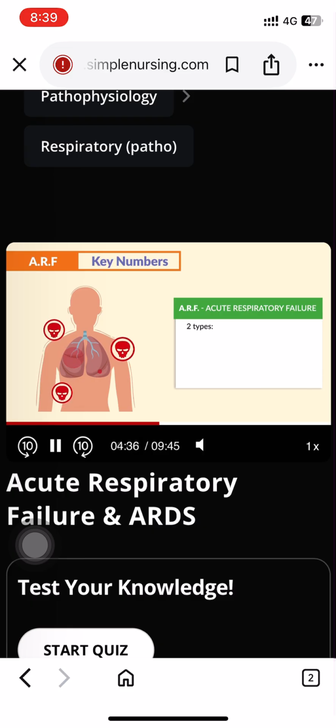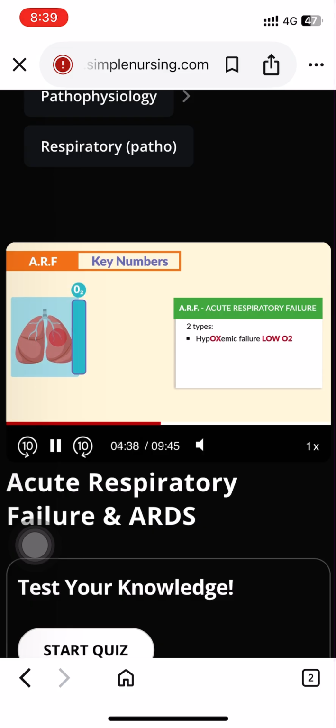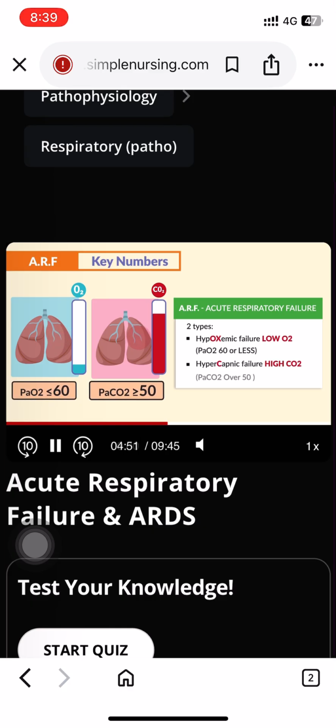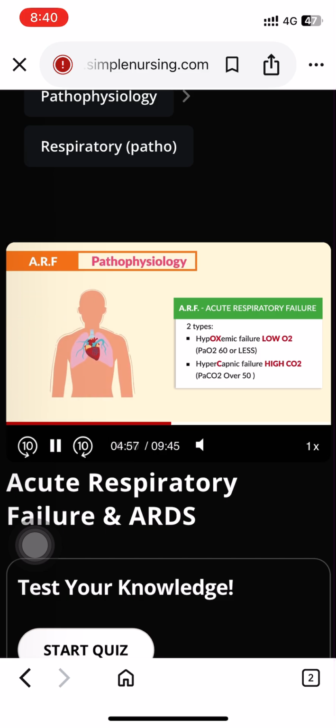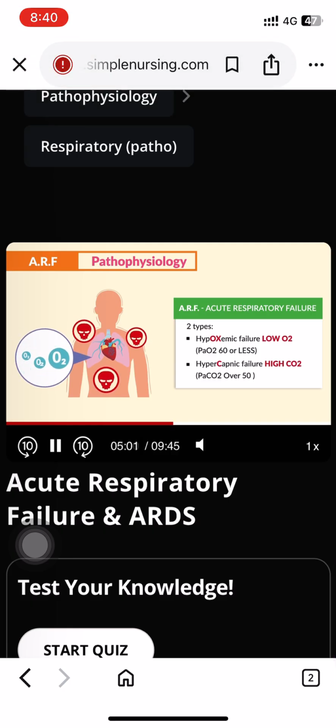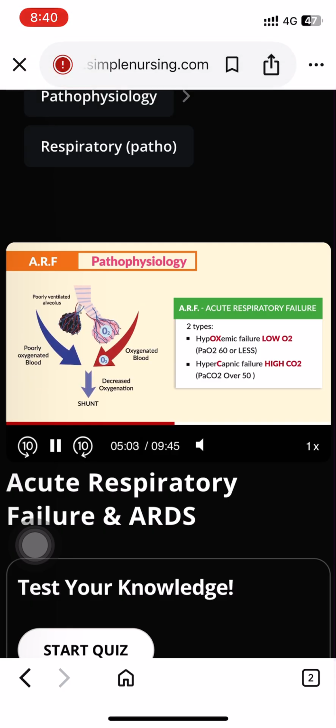We have two types, either hypoxemic failure from low O2 or hypercapnic failure from high CO2. Now the key numbers to know are a PaO2 of 60 or less for oxygenation and a PaCO2 over 50. Now these life-threatening conditions result either from a ventilation problem or a quality of oxygen perfusion problem, aka a VQ mismatch.